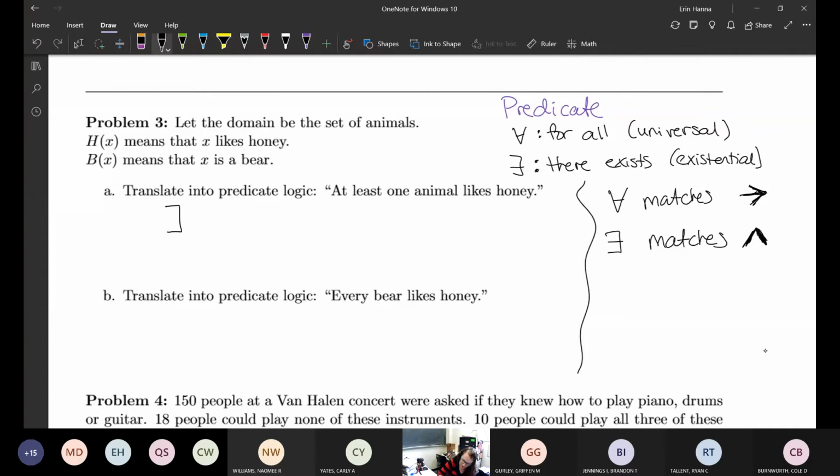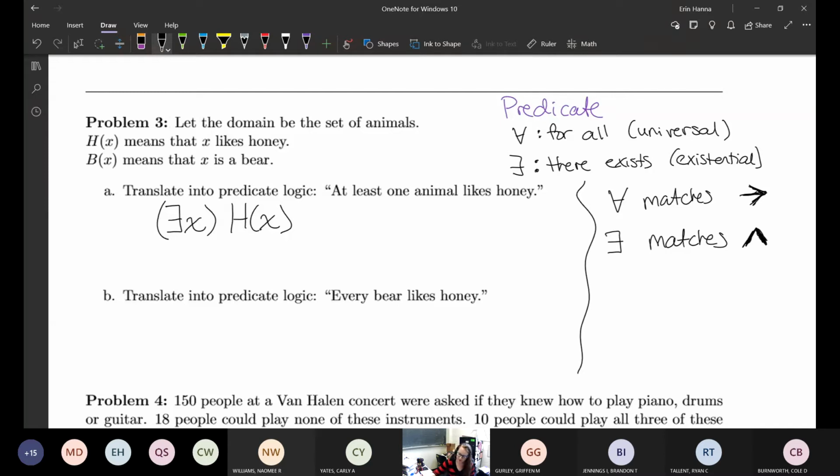So all we need to say is there exists some animal X. There exists an animal X, because remember the X is essentially saying an animal that likes honey. So just there exists an X, H of X. That's all it would be for that one. There exists some animal that likes honey.